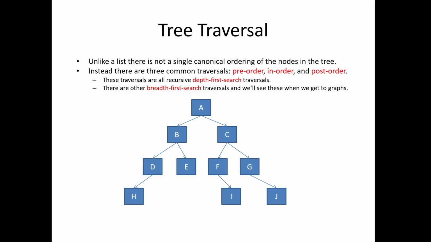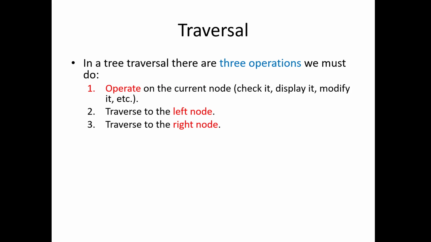In addition, I might want to do something to each node. Maybe I'm going to change it in some way. Or maybe what I'm doing is like a search. I'm just checking each node to see if it has a property, and then if it does, maybe I'll do something to it then. So in all these cases, I'm going to call this the operation, or to operate on the current node. Check it, display it, modify it, do what I'm going to do to it.